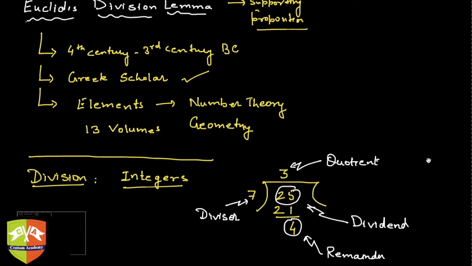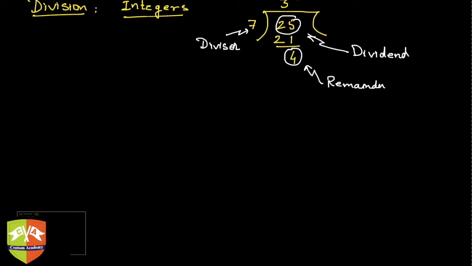Now what is the lemma in this case? What did Euclid propose in this lemma? Euclid said that whenever you take any two integers, let's take an example and then understand it properly, and then we'll go to the definition part. You take any two integers, in this case 15 and another integer 55. Let's call them A and B, where A is 55 and B is 15.